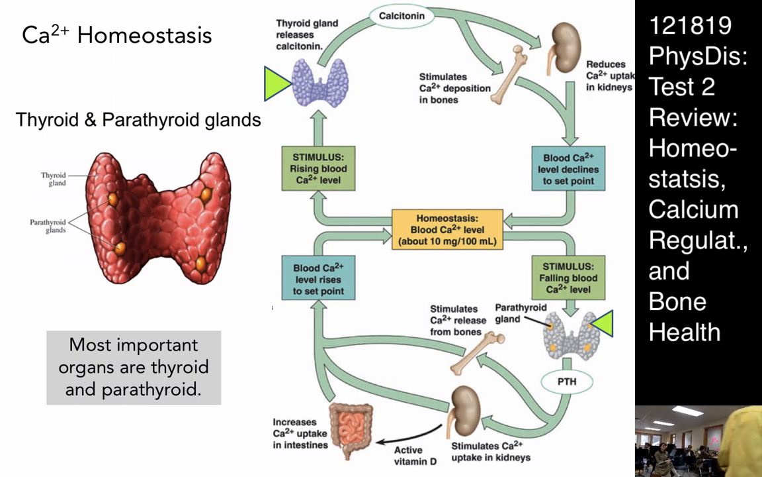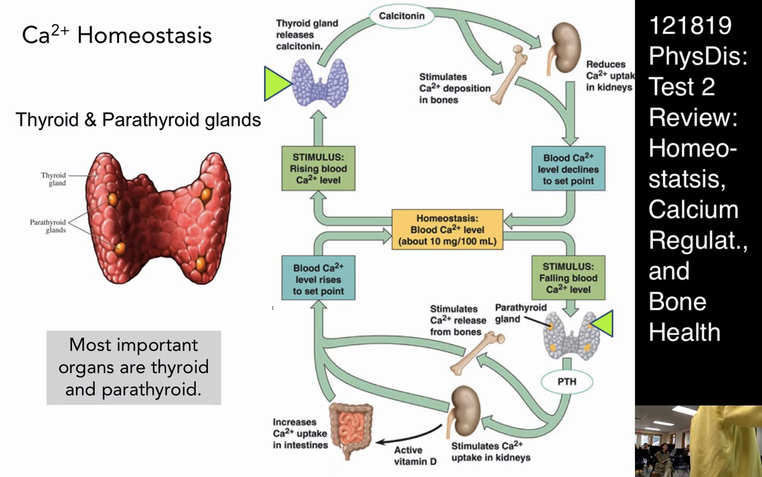These are the two loops of the calcium homeostasis. This is the loop when it's too high, and this is the loop when it's too low. This one is going to be dictated by calcitonin, and this one is going to be dictated by parathyroid hormone and vitamin D. We'll do this one first. Very high calcium in the blood stimulates the thyroid, which releases calcitonin, causing its effect on the bone and kidneys, and the blood calcium declines to the set point.